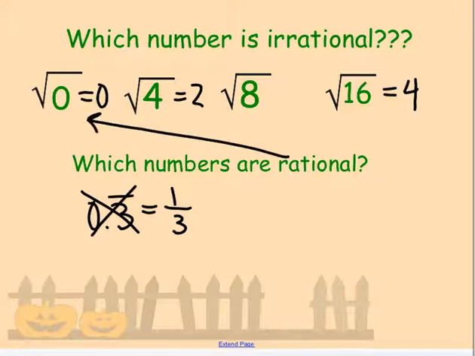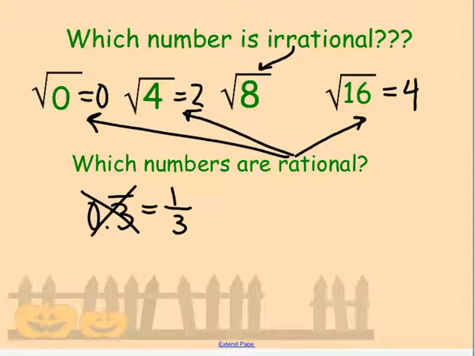Rational numbers, because all of these can be shown as fractions. We could do 0 over 1, 2 over 1, and 4 over 1. The only one that's irrational is the square root of 8, because it cannot be shown as a whole number. It's going to be a decimal, and that decimal is going to go on forever and ever.